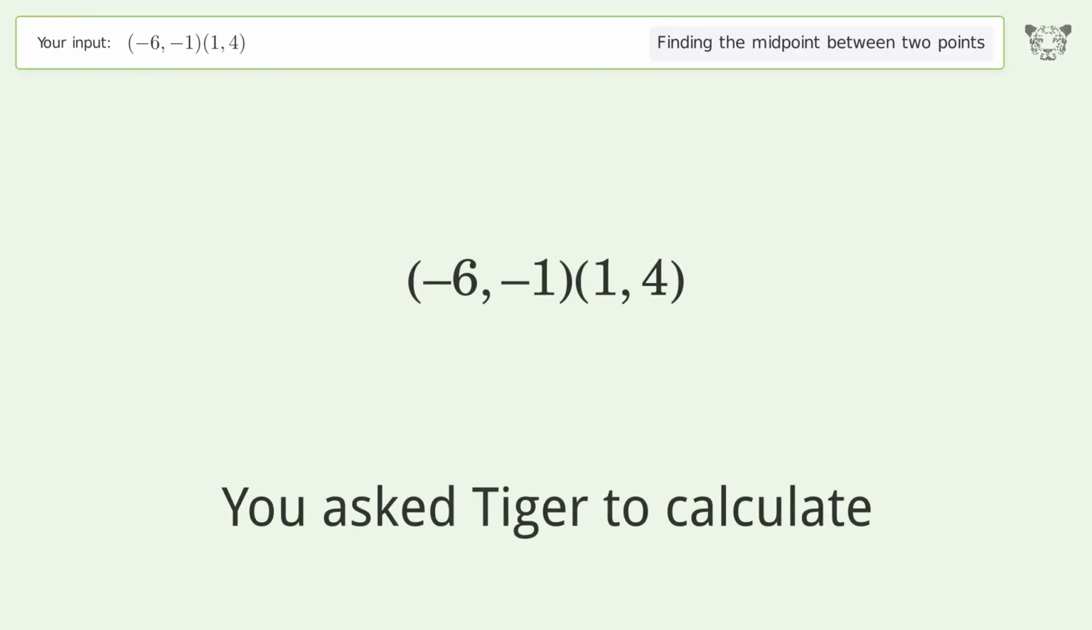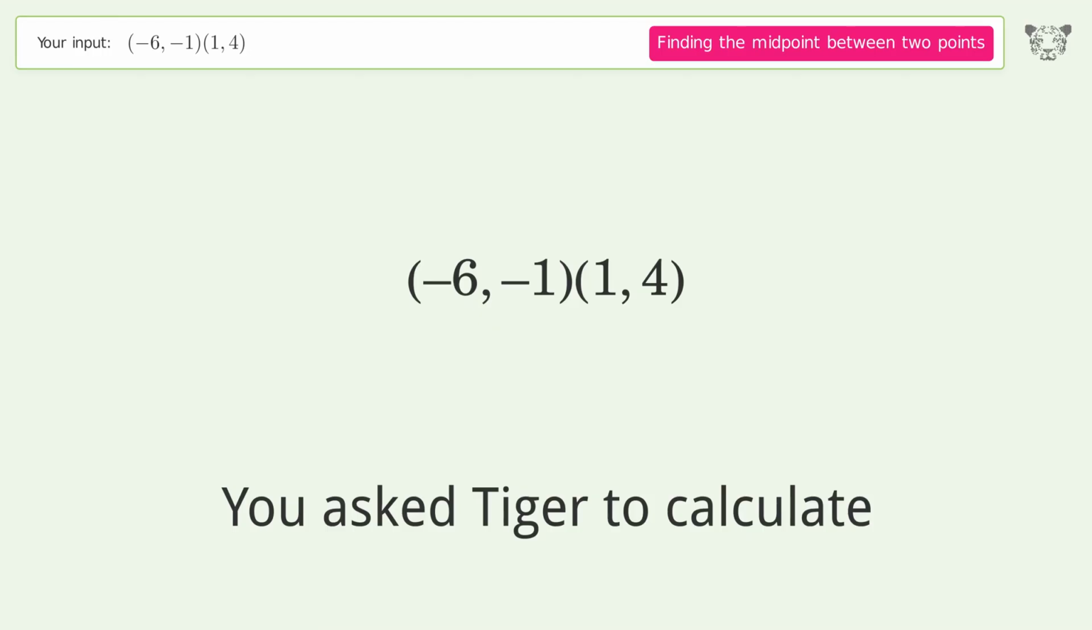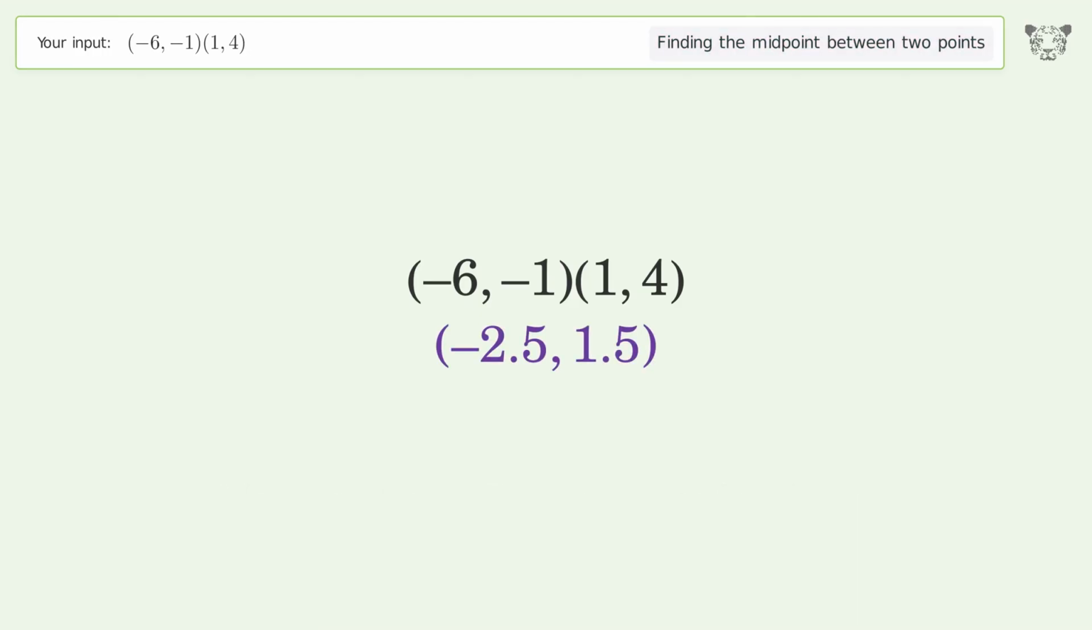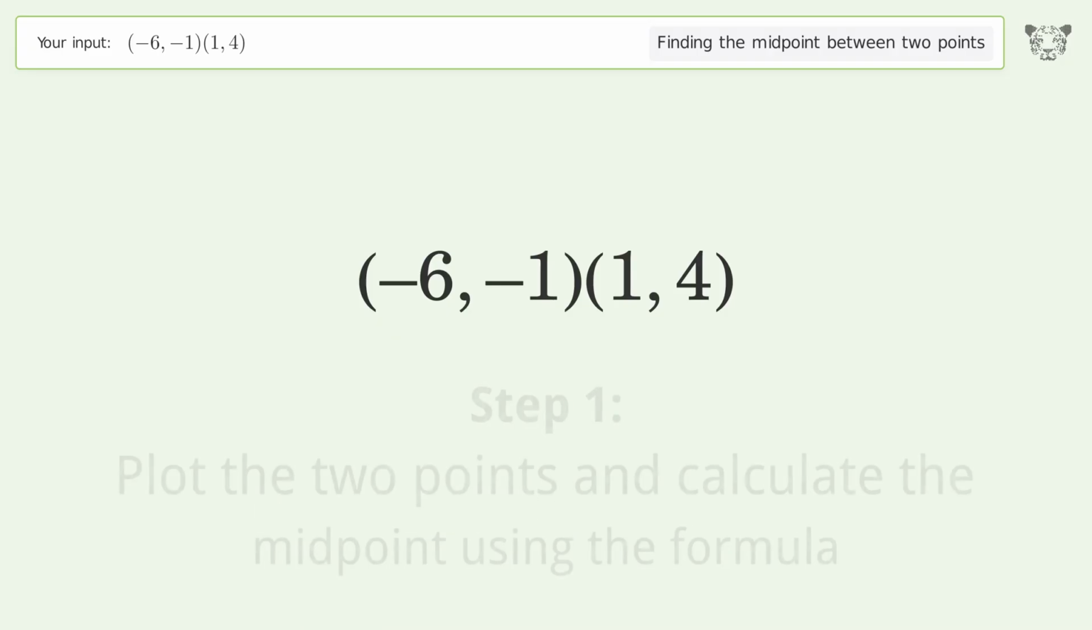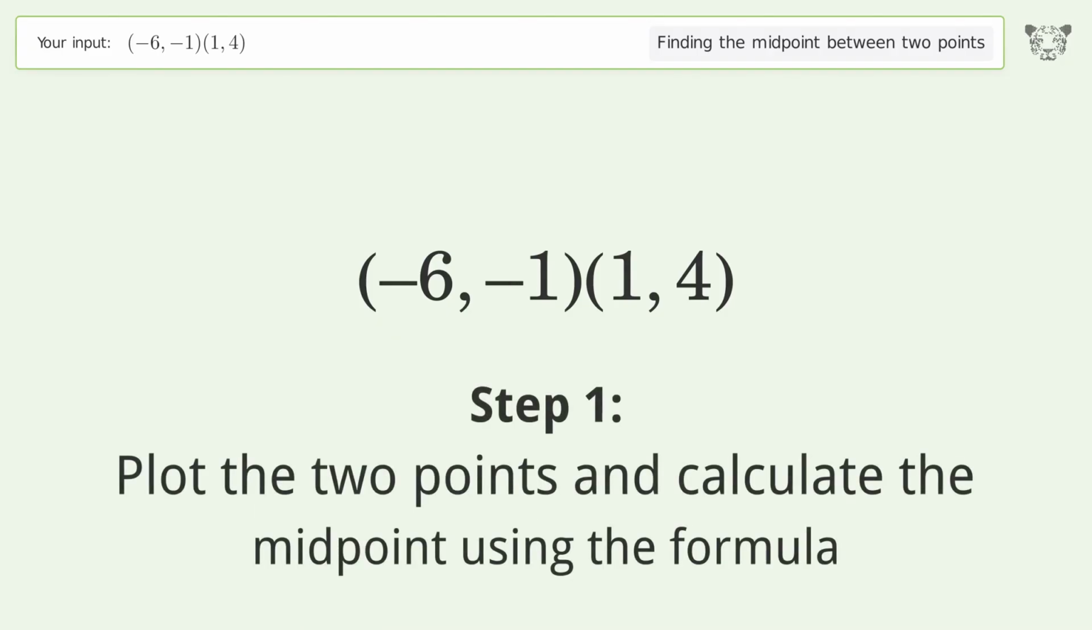You ask Tiger to calculate. This deals with finding the midpoint between 2 points. The midpoint between the 2 points is negative 2.5, 1.5. Let's solve it step by step. Plot the 2 points and calculate the midpoint using the formula.